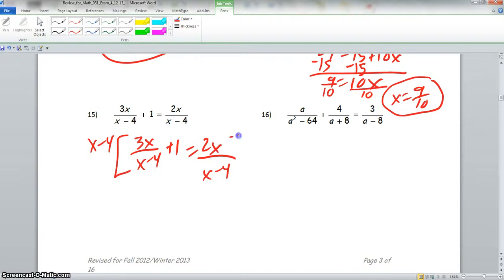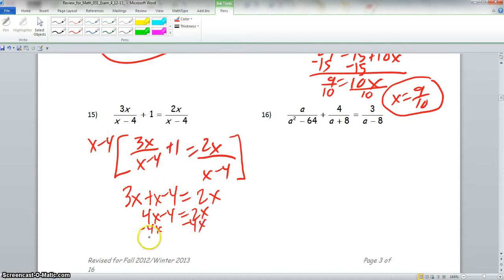Okay, class, picking up where we left off, we're multiplying x minus 4 by each one of these terms in this equation. These x minus 4s will simplify out and leave you 3x. X minus 4 times 1 is a positive x minus 4. And these x minus 4s simplify out and leave you 2x. 3x plus x is 4x minus 4 equals 2x.